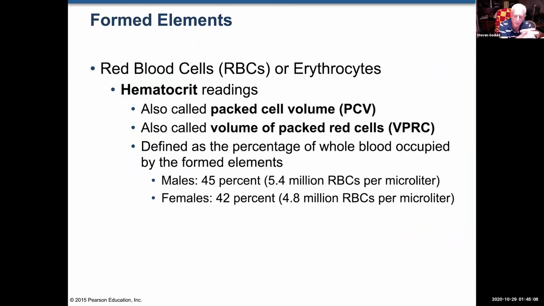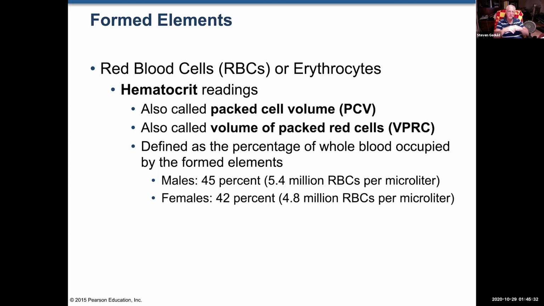When you donate blood, when you go into the truck, the first thing they do before you're allowed to donate blood is a hematocrit, to make sure you're healthy enough to donate and have enough blood volume to donate. It's also called a packed cell volume. It's the percentage of whole blood occupied by the formed elements, so it's how many red blood cells you have in your body.